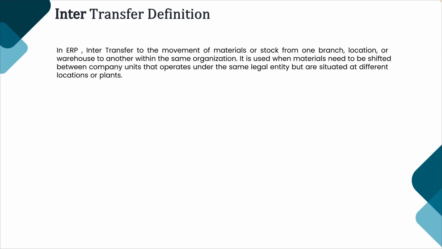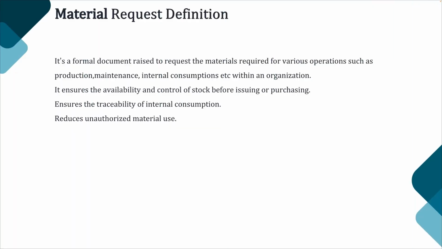It's used when materials need to be shifted between company units which operate under the same legal entity but are situated at different locations or plants. What is a material request? It's basically a formal document raised to request the materials required for various operations such as production, maintenance, internal consumption, etc. within an organization. It ensures the availability and control of stock before issuing or purchasing, it ensures the traceability of internal consumption, and it reduces unauthorized material use as well.